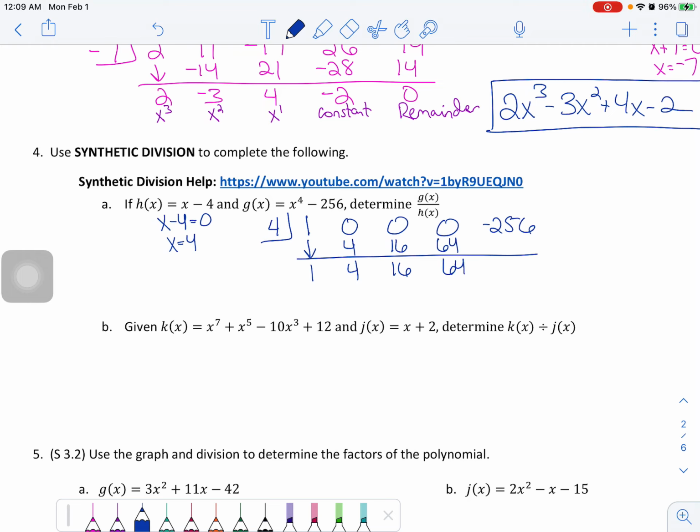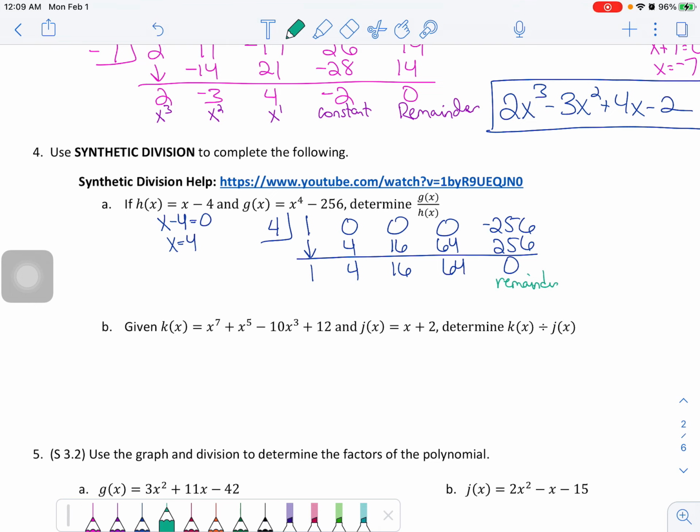So 4 times 64. Whoa, wrong answer. I knew that wasn't right. All right, so 256 gets me a remainder of 0. Let's see, we are just supposed to do the division. Okay, so we've got a remainder of 0.